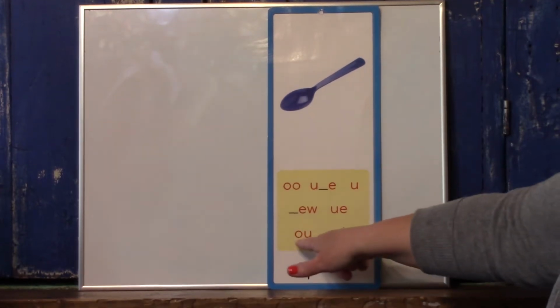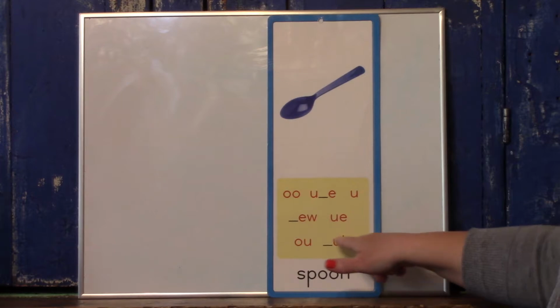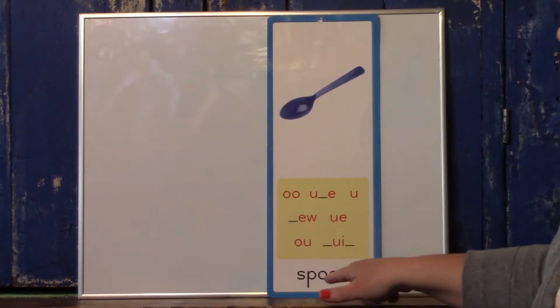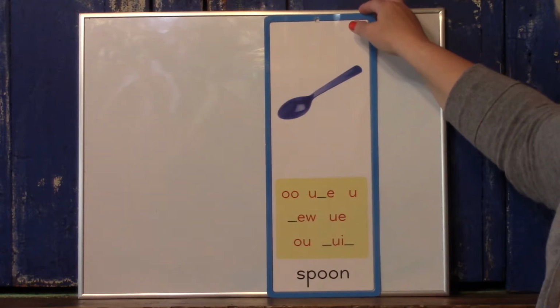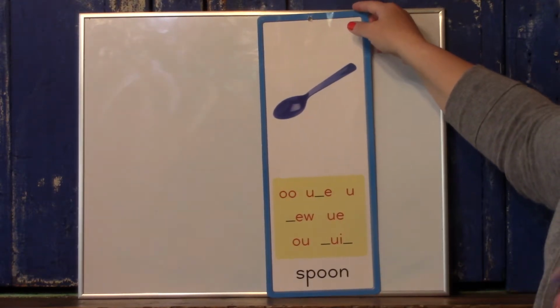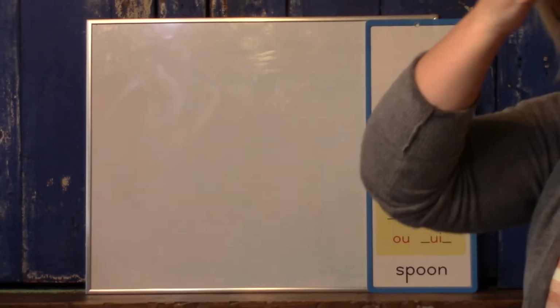U-E, we have O-U, and then we have blank, U-I, and then blank. So this would be in the middle of a word. And we'll be talking about that, and hopefully you'll start to see some of these words as you're going about in town, or as you're home and reading, or doing something else, you'll notice these words. Okay, so let's do our very first word.